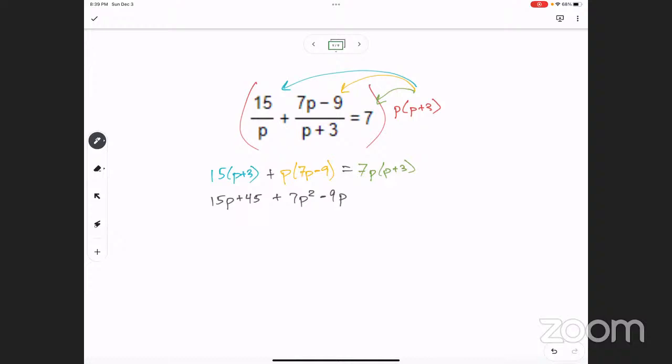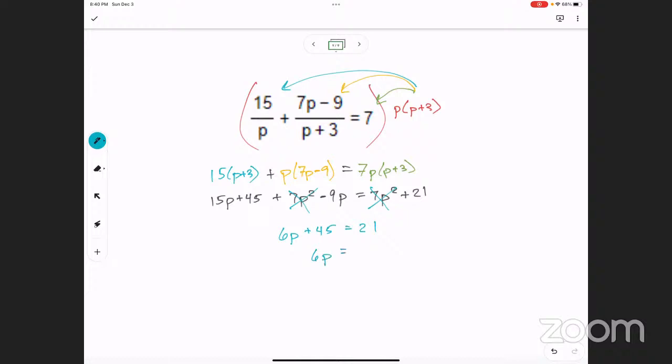So 7P squared minus 9P equals 7P squared plus 21. Notice how nice this is. The 7P squareds cancel out. So this actually isn't a quadratic. This is just a linear equation. Got it? Because the quadratics cancel out. And that happens sometimes, which is great. When that happens, it just means you only have one answer, which is nice. So 6P plus 45 equals 21.